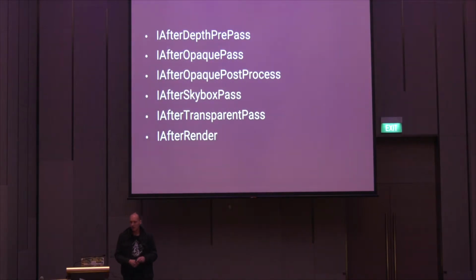And here are the various places you can inject a render pass, in order of execution. You can do it after the opaque objects, after transparent, after render, after everything's been rendered. You could then capture the frame and do something with it. These are the various injection points.